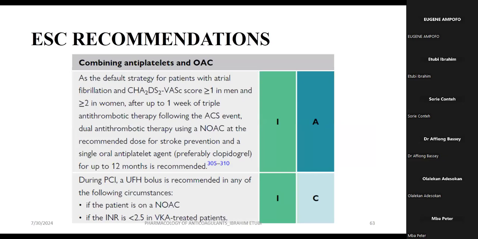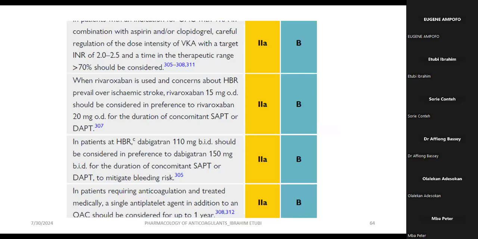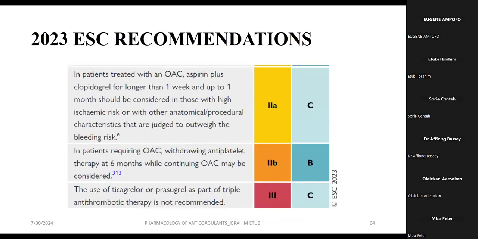After the default strategy for patients with atrial fibrillation and CHA2DS2-VASc score of more than 1 in men and 2 in women, after up to a week of triple antithrombotic therapy following an acute coronary syndrome event, dual antithrombotic therapy with a NOAC at the recommended dose for stroke prevention and a single oral antiplatelet therapy, preferably clopidogrel, for up to 12 months is recommended. And then during PCI, unfractionated heparin bolus is recommended in any of the following: if the patient is on a NOAC, if the INR is less than 2.5 for a patient who is on a VKA, okay? So we can look through all of this later.